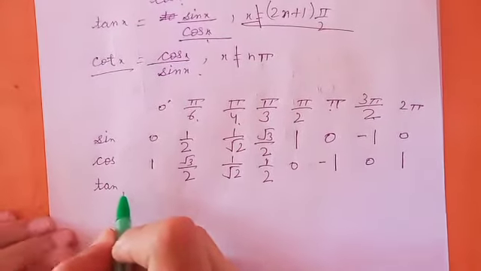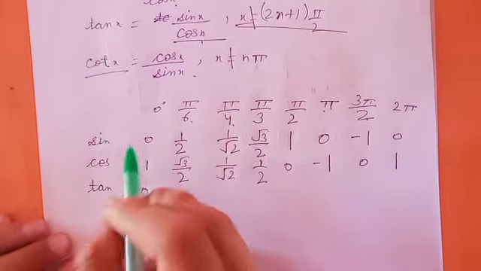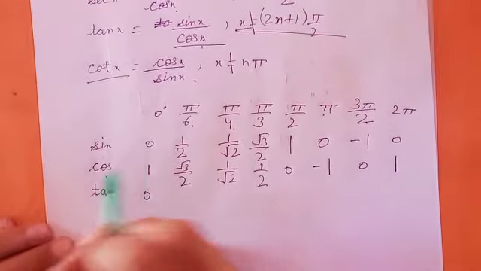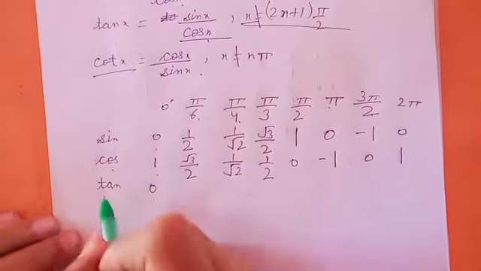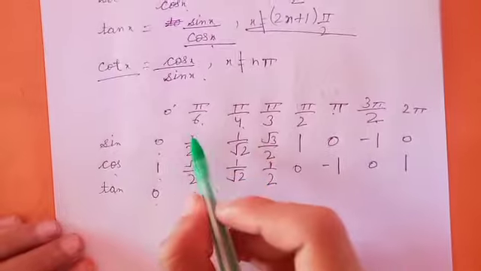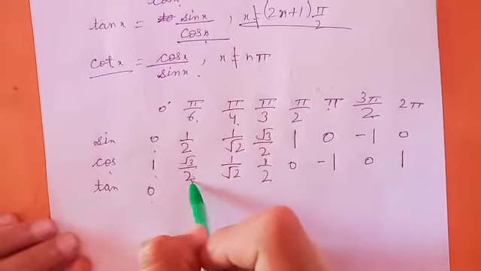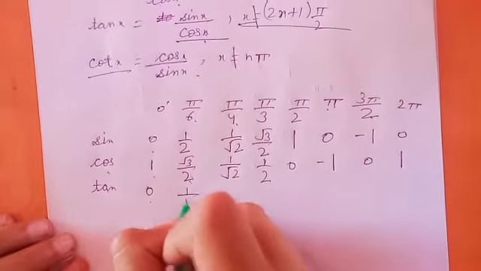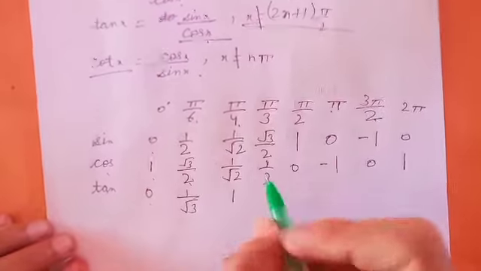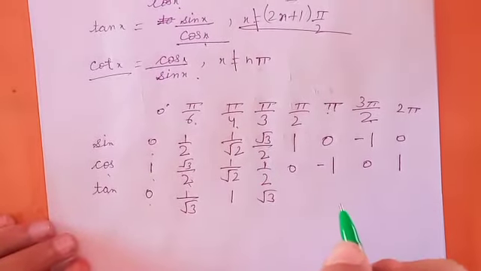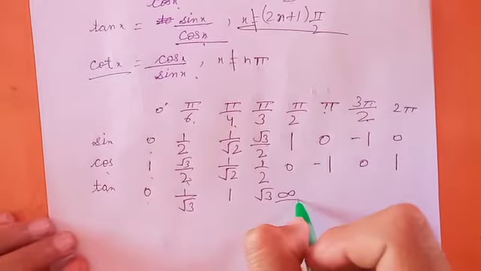Now the last case we are talking about is tangent. It will be 0 because tangent is sine by cos. So sine by cos at 0 will be 0 by 1, that will be 0. Now in case of 30 degree, 1 by 2 into 2 by root 3 because we have to take the reciprocal of it, and we will get 1 by root 3. Again when you solve, you will get 1, here you will get root 3 and here you will get infinity because it is undefined.